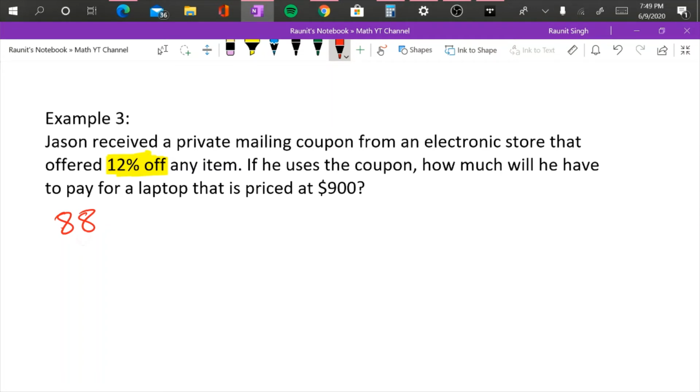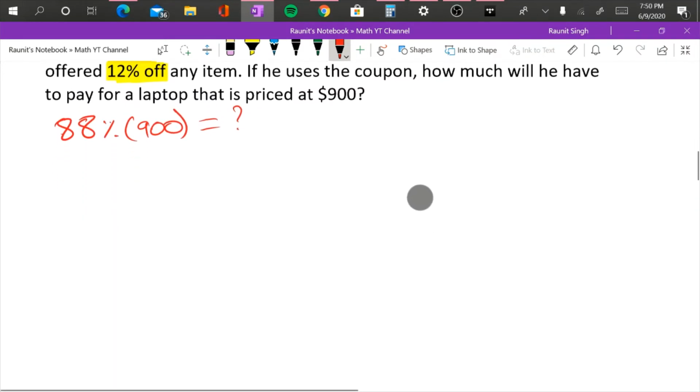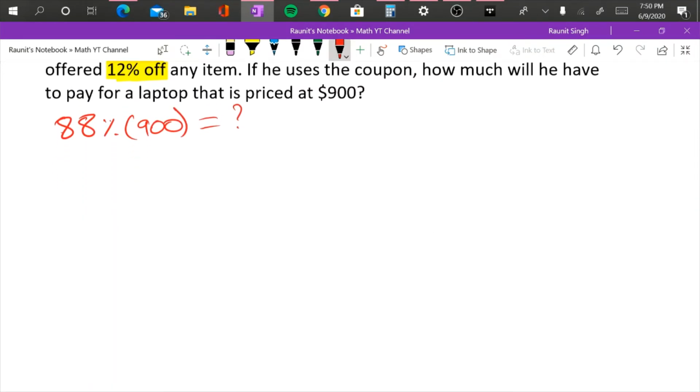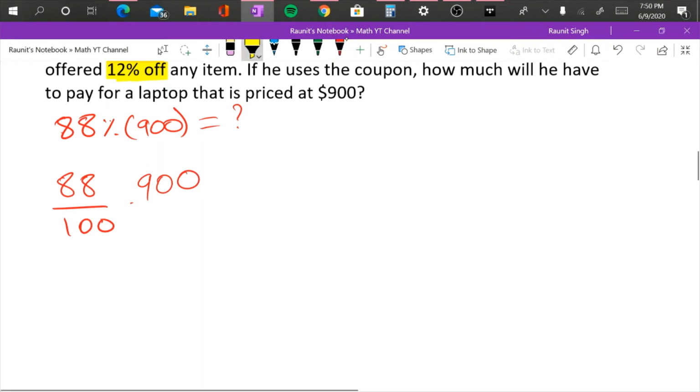So you have 88% of $900. So this time we're given the X, and we need to find out the value of the discounted price. So we're gonna do 88 over 100 times 900. Since there's 2 zeros on that 900 and 2 zeros on our 100, cross off the 2 zeros on both of the numbers, and then we're just going to be left with 88 times 9.